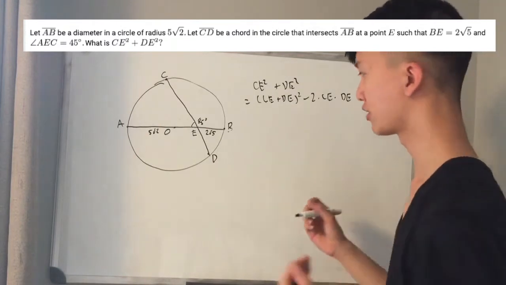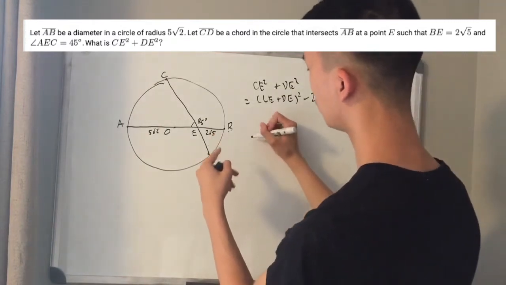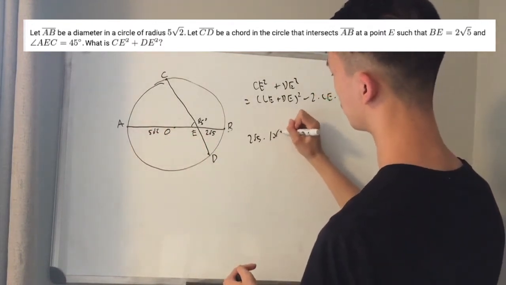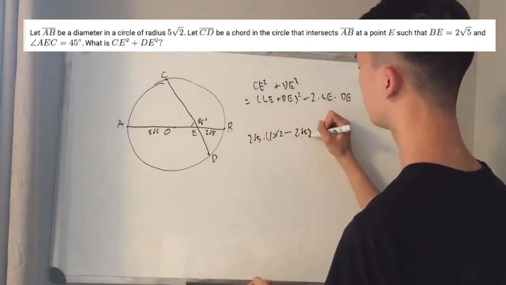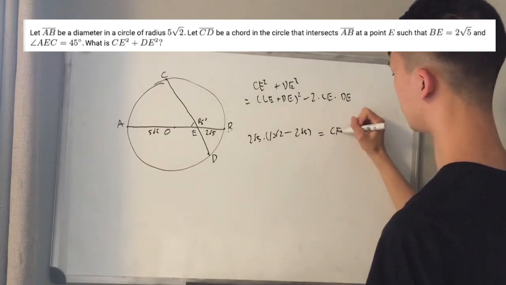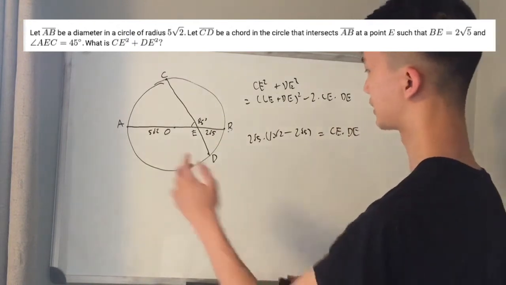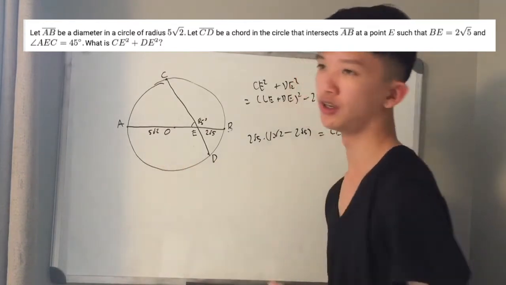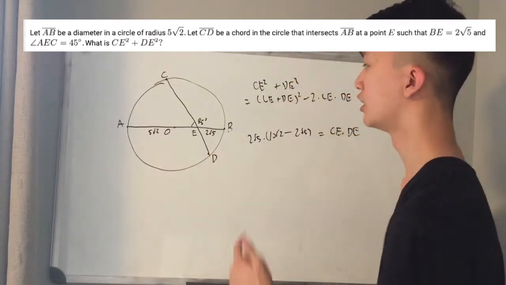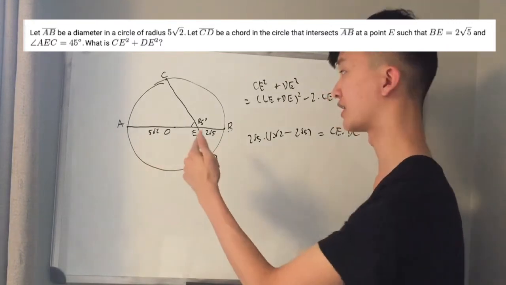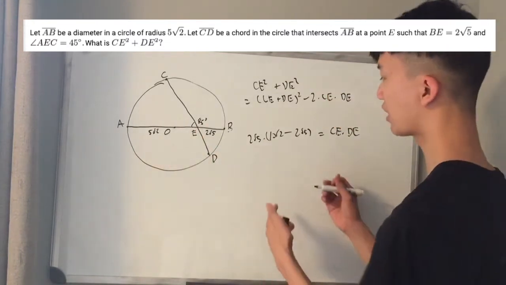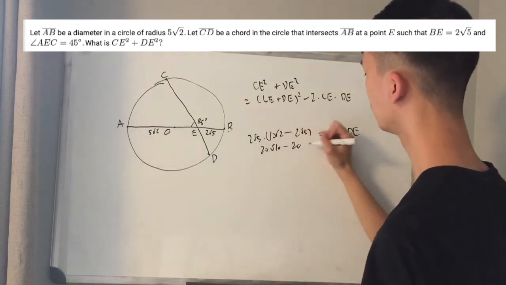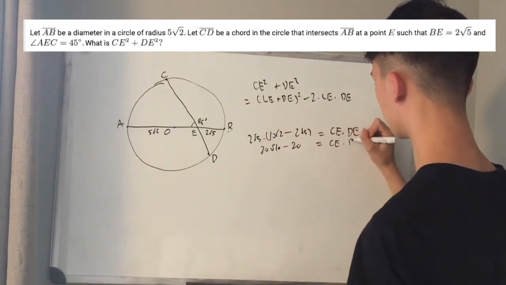So by the intersecting chords theorem, we know that BE, or 2 root 5, times AE, or 10 root 2 minus 2 root 5, is equal to CE times DE. AE is equal to 10 root 2 minus 2 root 5 because the radius is equal to 5 root 2. And so AB is equal to 10 root 2, so we subtract BE from AB to get AE. Alright, so now multiplying these radicals, we get 20 root 10 minus 20 is equal to CE times DE.